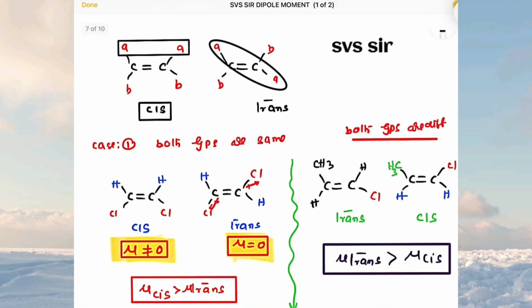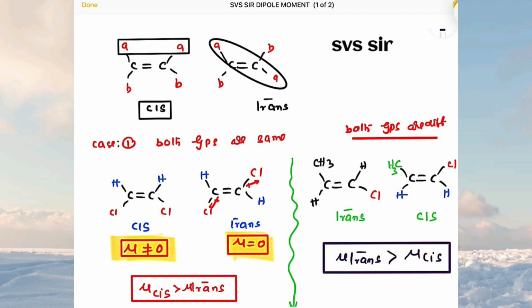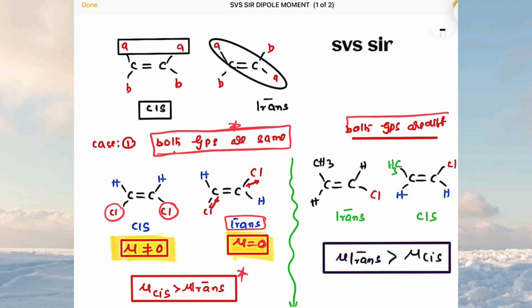Similarly, what are the applications? We have different applications. In the case of cis-trans isomerism, if similar groups are present, both are the same groups. If similar groups are on the same side, we call it cis. If on the opposite side, we call it trans. If similar groups are present, the dipole moment of trans is generally taken as 0. Therefore, the dipole moment of cis is greater than trans. When you take two different groups, here chlorine and a methyl group, the dipole moment of trans is greater than cis. Very, very important.